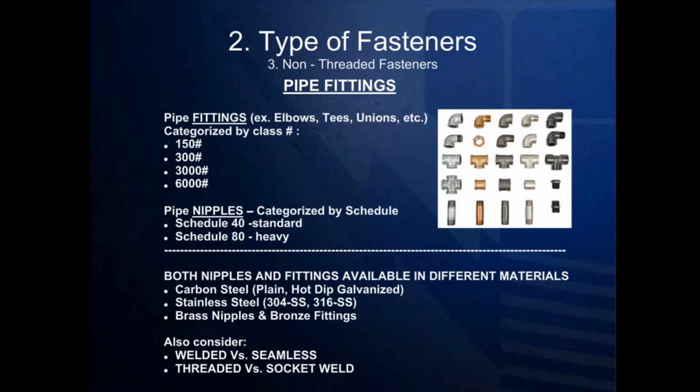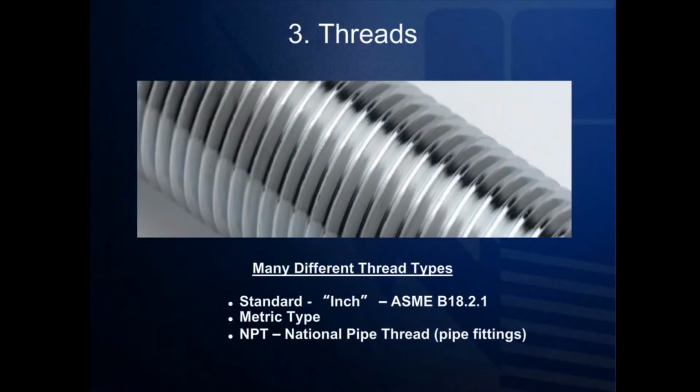Most commonly used are carbon steel fittings that are found in plain and hot-dip galvanized coatings. Stainless steel is also available in 304 and 316, and brass and bronze fittings are quite common as well. It should be noted that pipe nipples are actually made through two different methods, with one being welded and the other being made from one solid piece. So sometimes customers actually specify whether they want them welded or seamless. The next chapter will include a lesson about the threads of threaded fasteners. There are many different types of threads. However, in the U.S.